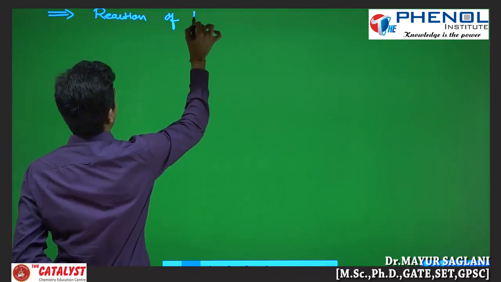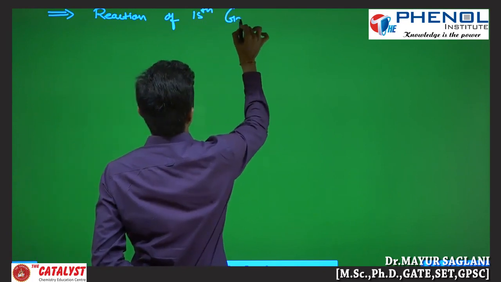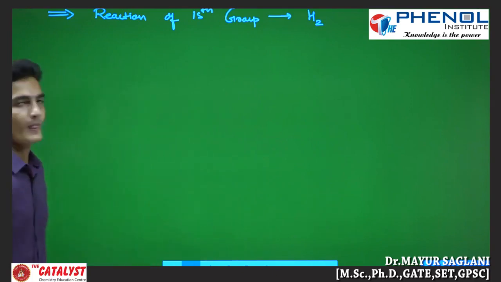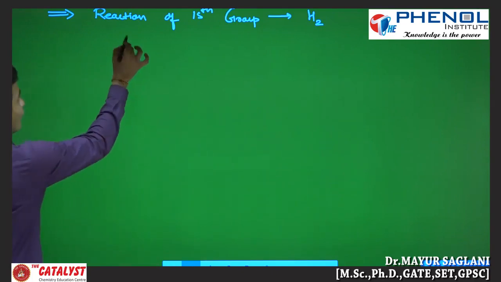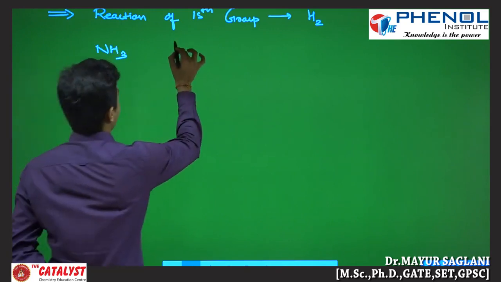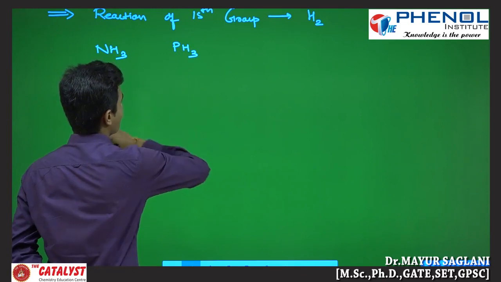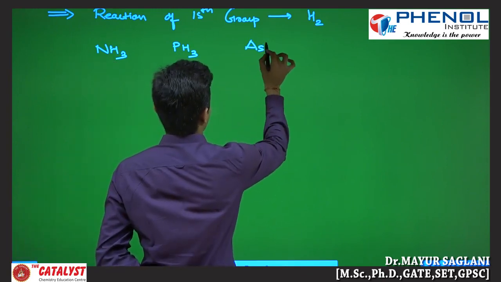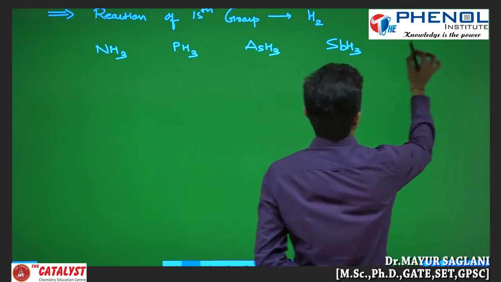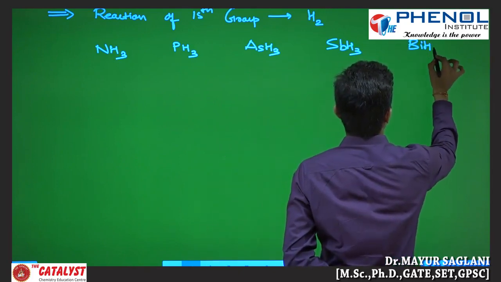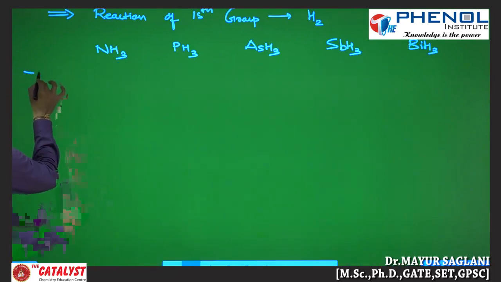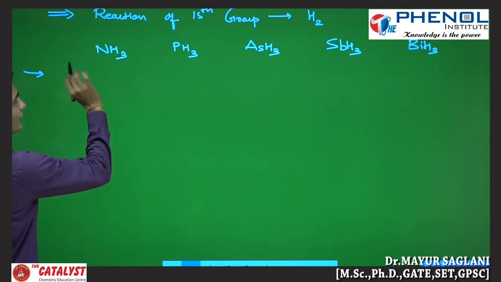The reaction of 15th group family with the hydrogen, that is H2. So all elements, that is nitrogen, form NH3, likewise phosphorus forms PH3, likewise arsenic forms AsH3, likewise antimony forms SbH3, and likewise bismuth forms BiH3. We'll write the names of the compounds formed by the hydrogen and 15th group family.